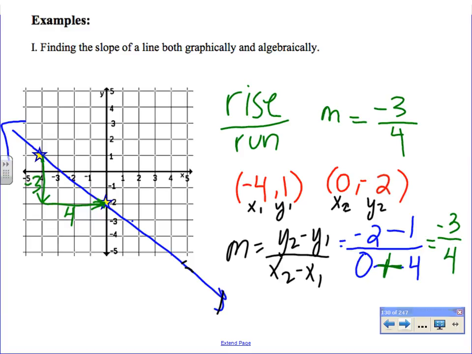Did I get the same thing? Yes. So if I give you 2 points, you can find the slope, or if I give you the graph, you can find the slope.